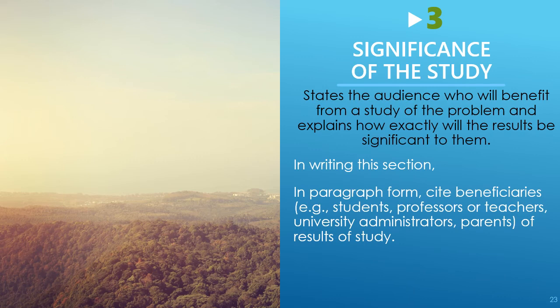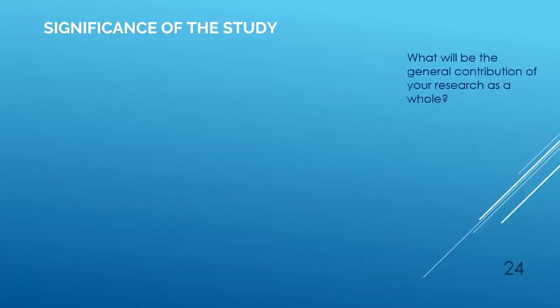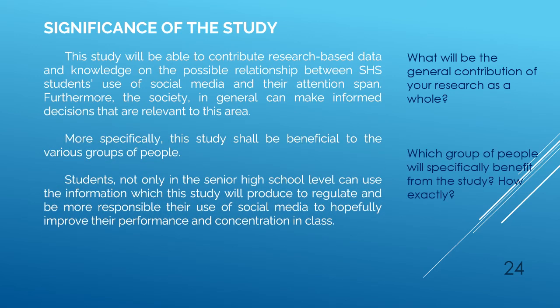So, in writing this section, in paragraph form, of course, cite the beneficiaries. Example, students ba yung makaka-benefit? The professor or teachers ba? The university administrator, the school admins ba? Parents ba? Galing sa result ng study na meron tayo. For each beneficiary group, kailangan natin specifically describe how it will benefit from the findings. Kunwari, pinili niyo na estudyante yung makaka-benefit. Kailangan nyo indicate bakit at para saan or paano makaka-benefit yung result ng study nyo para sa estudyante. Okay? So, ito yung mga example on drafting a significance of the study.